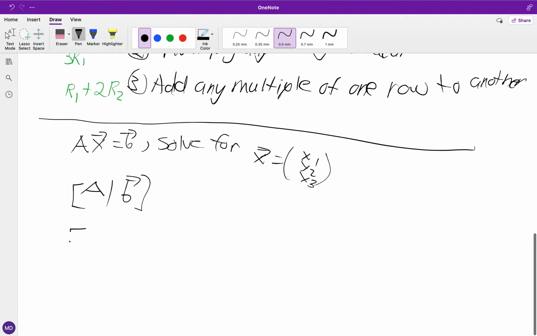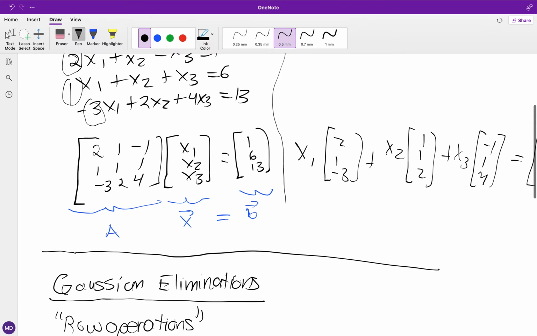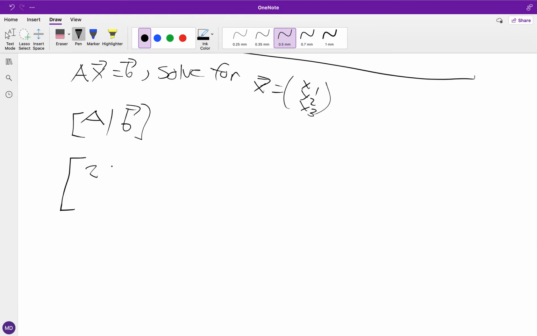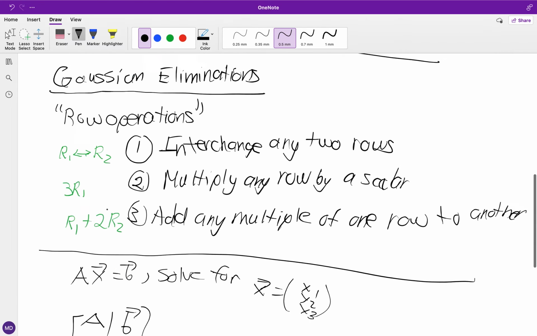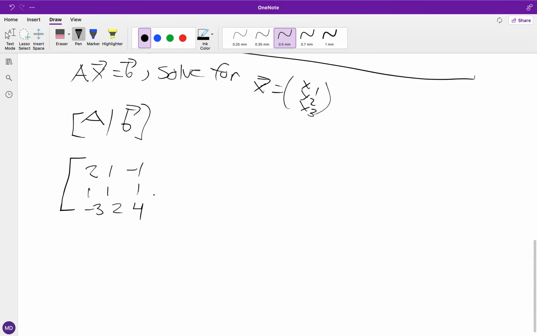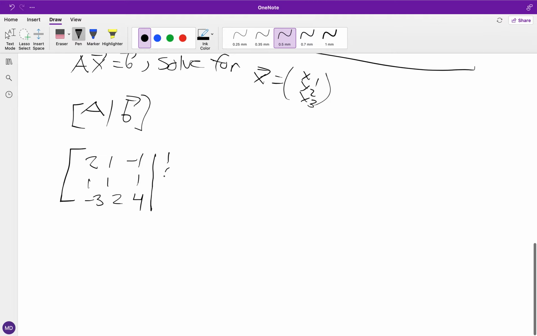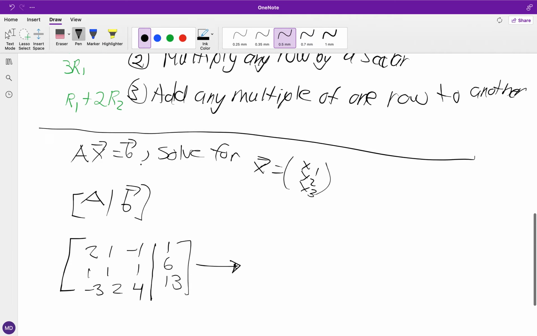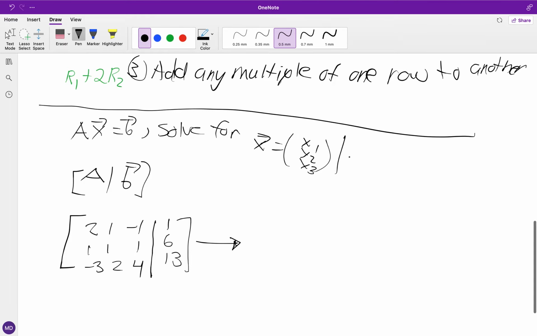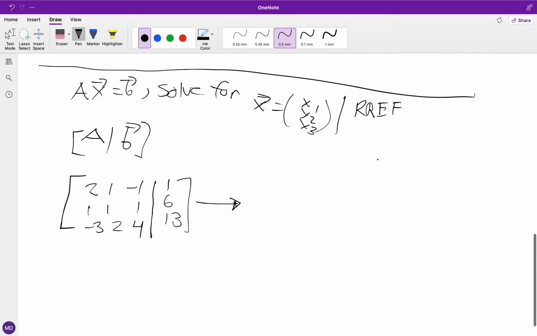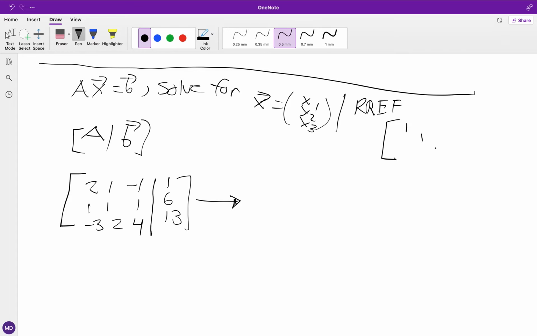So in this case, we take our A, which is our coefficients, 2, 1, negative 1 for the first row, 1, 1, 1, the second row is all 1s, and the third row is negative 3, 2, 4. And we augment this, that's what that vertical line means, augmented matrix, with our b, which is 1, 6, 13. Okay, so now we want to row reduce this into a form that in linear algebra we call row reduced echelon form, which is the form as follows, where you have ones along the main diagonal and zeros everywhere else.